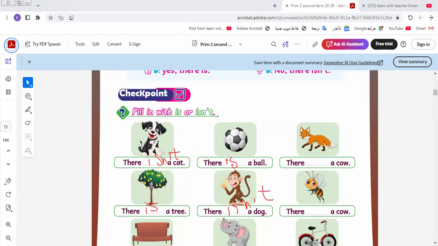There is a cow. Is it a cow? No, it's not a cow. So it will be isn't. There a cow? No, there isn't a cow. There is a fox. So what is this? It's a fox, not a cow. Let's continue the rest of the exercise.